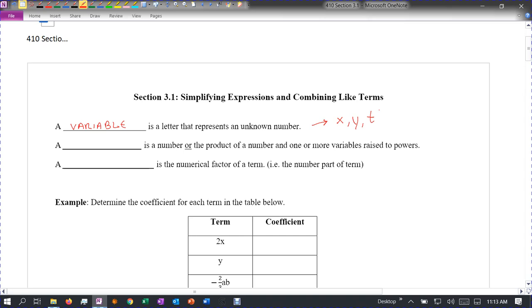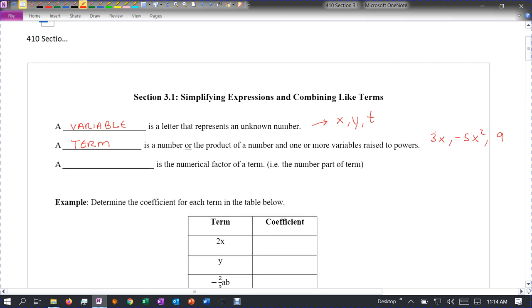All right. A number or product of a number and one or more variables raised to a power is called a term. An example of terms would be something like 3x. That's an example of a term. We could have maybe like negative 5x squared. That's a term. We could have just the number 9 by itself. That would be a term.